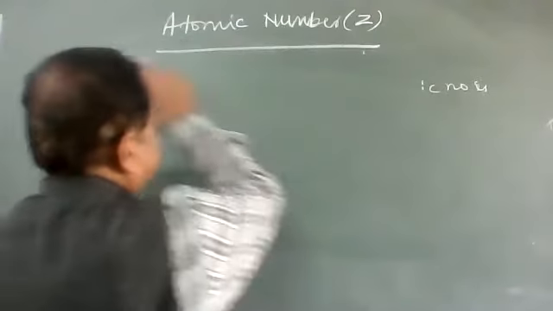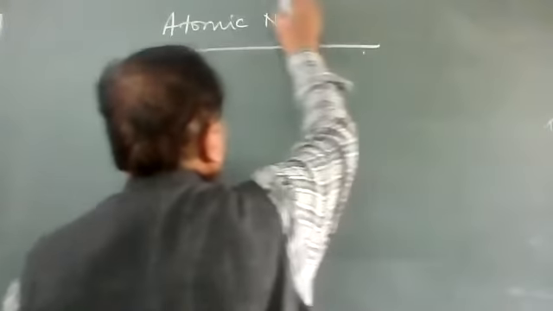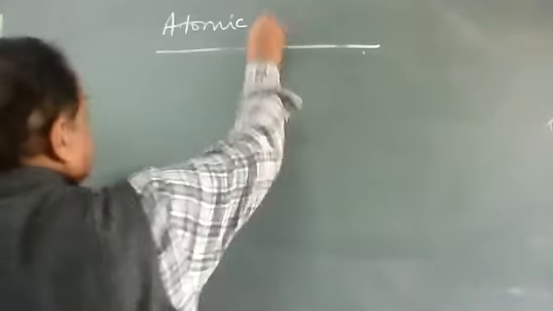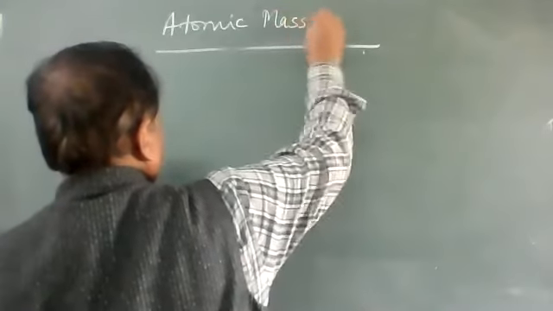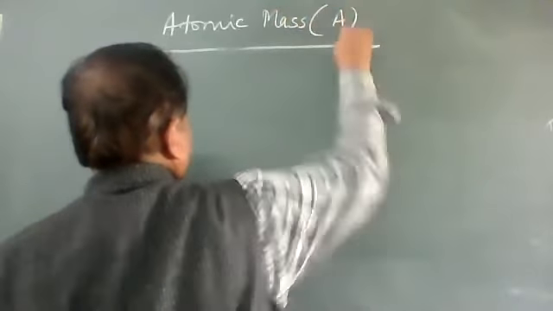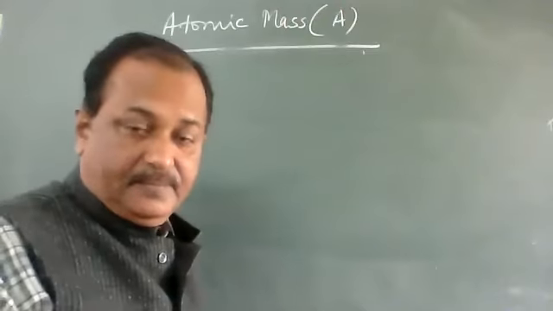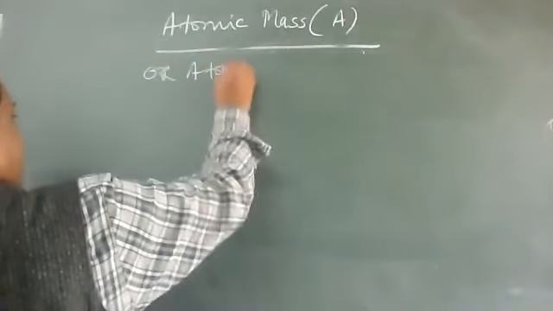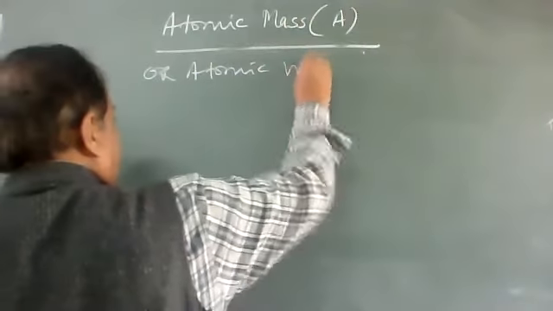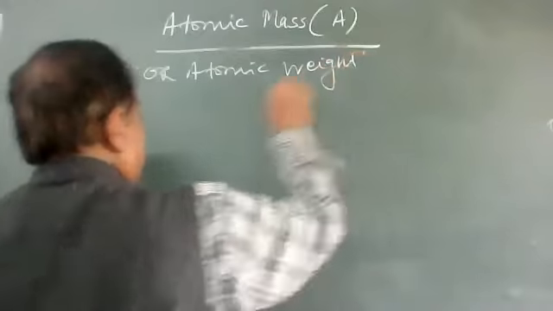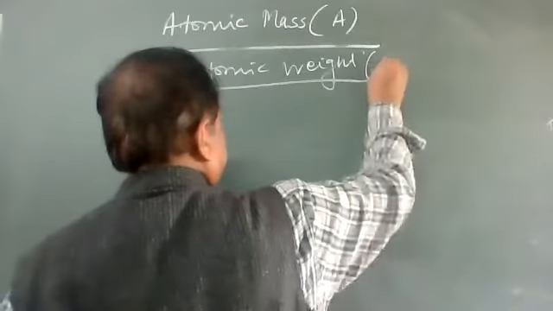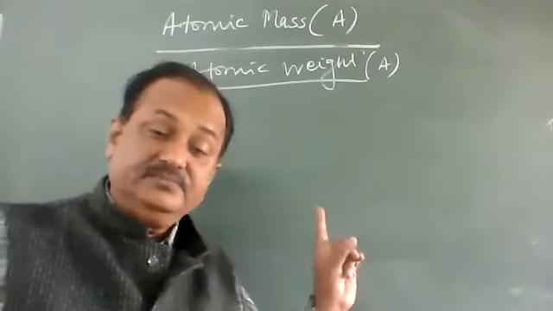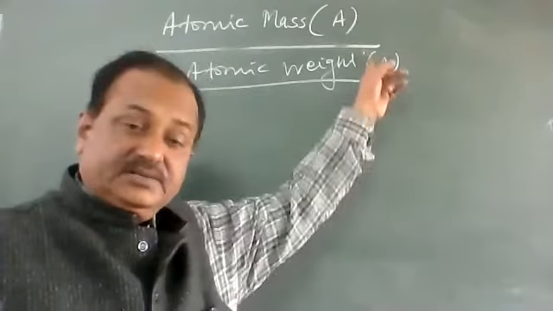Now, coming to the second part, it is atomic mass. Here the symbol is capital A. It is also called atomic weight. Both have the same symbol. Capital A is used for both.